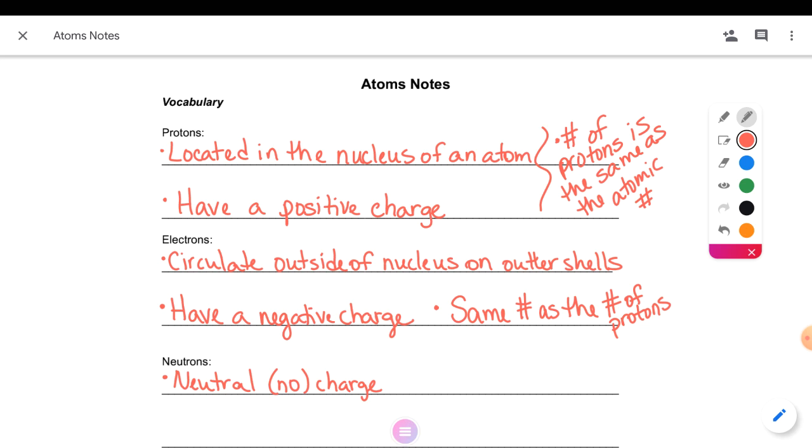Where are neutrons located? In the center with the protons. In the nucleus. So located in the nucleus.